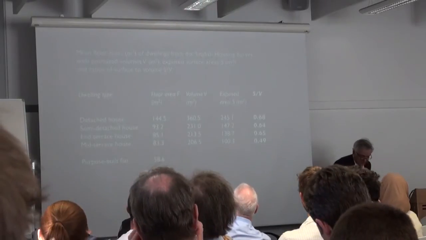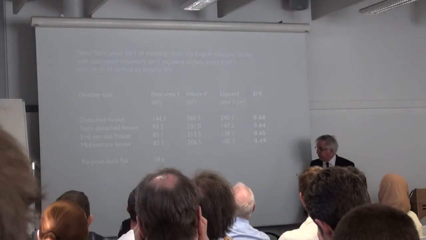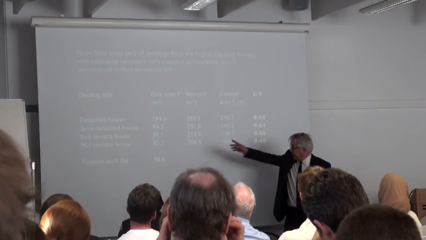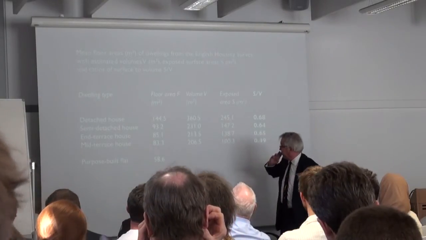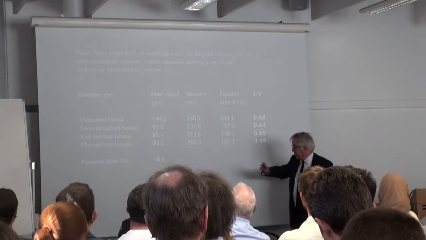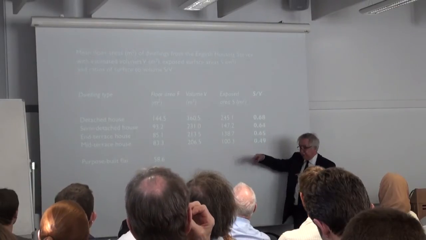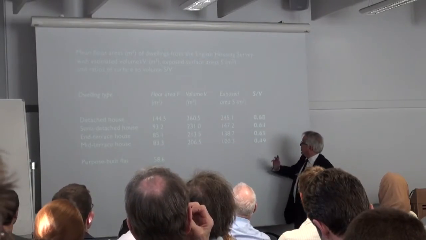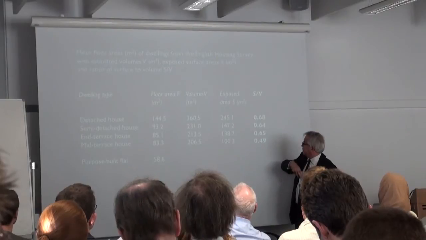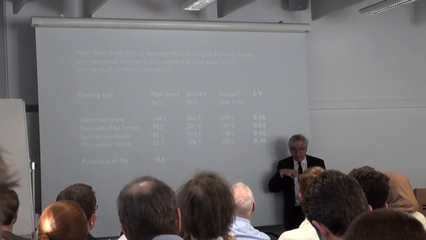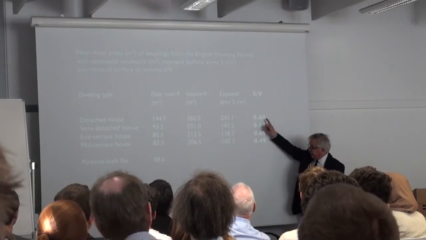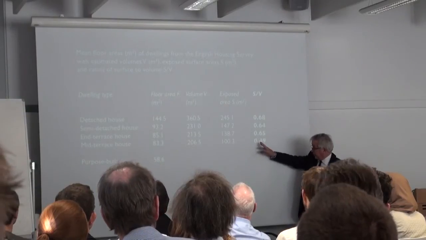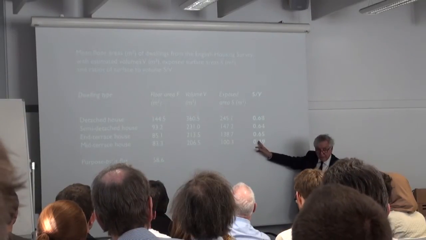So equipped with those calculations from those theoretical models, here are the actual floor areas from the English Housing Survey. Here are the volumes of my little models. Here are the exposed surface areas. And these are the ratios of surface to volume. And the interesting thing about this is that as houses get smaller, the ratio gets smaller.